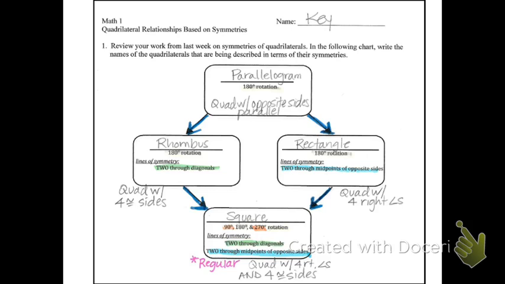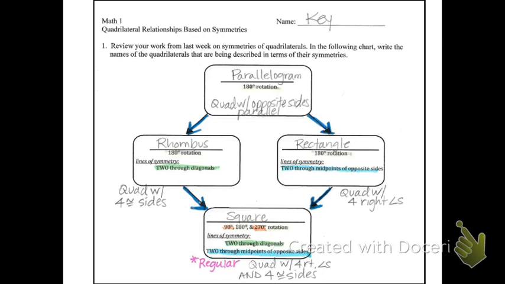Now the square is a parallelogram, a rectangle, and a rhombus, meaning it's going to have the properties of everything that is above it. The square actually has multiple rotational symmetries. Because it's a regular figure, it can use 90 degrees, 180 degrees, 270 degrees, and finally 360, taking it back to itself. Now its lines of symmetry come from both the rhombus and the rectangle. It has the diagonals from the rhombus, and it has the segments that connect the midpoints of opposite sides from the rectangle. So for the square, there's actually 4 lines of symmetry.